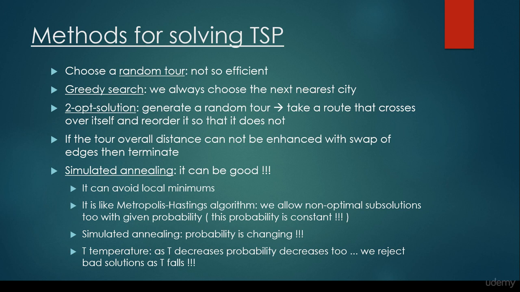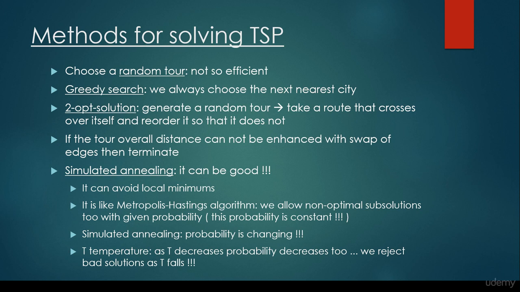It is like the Metropolis-Hastings algorithm, so we allow non-optimal sub-solutions too with a given probability. That's why this is not a greedy algorithm. The greedy algorithm is not going to allow non-optimal sub-solutions. It's going to take the best possible. And that's why it's not going to be okay, because computer scientists and mathematicians came to the conclusion, quite counterintuitive, that sometimes allowing non-optimal sub-solutions is going to make the final solution better. So what's important is that we allow non-optimal sub-solutions with a given probability.